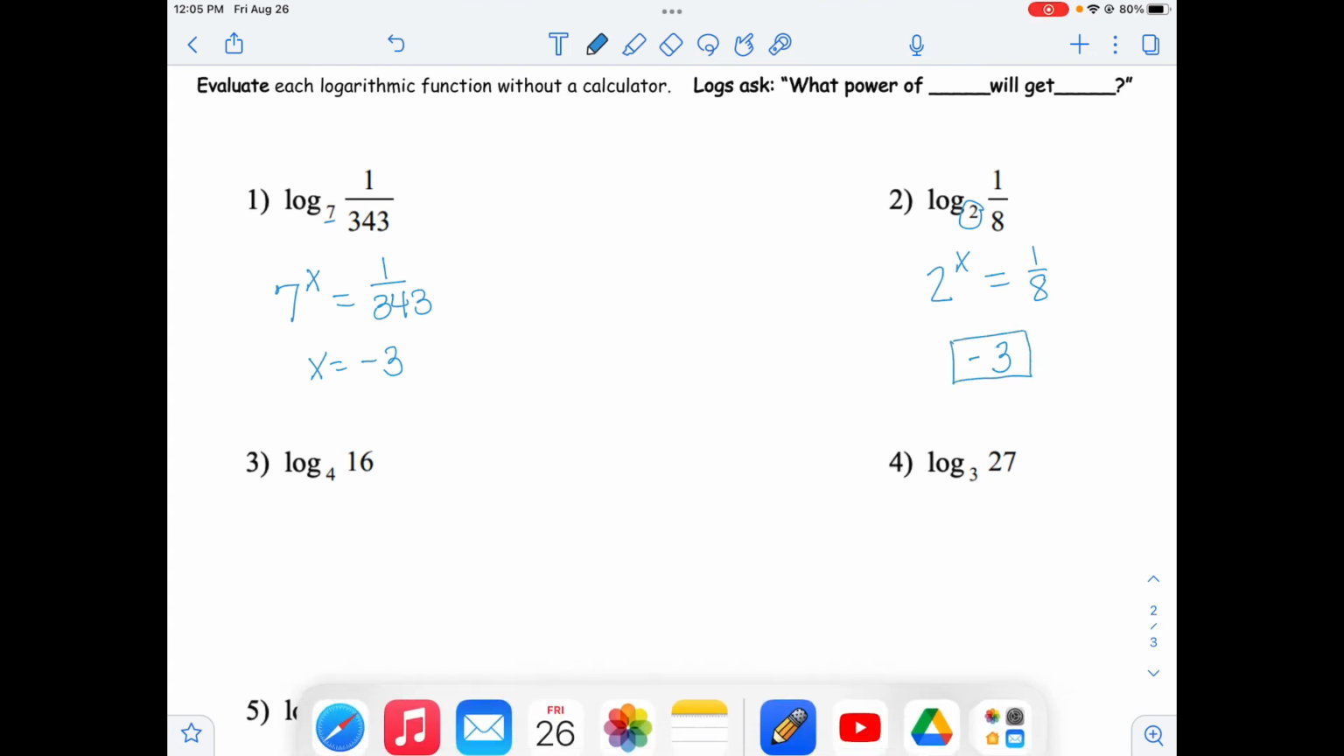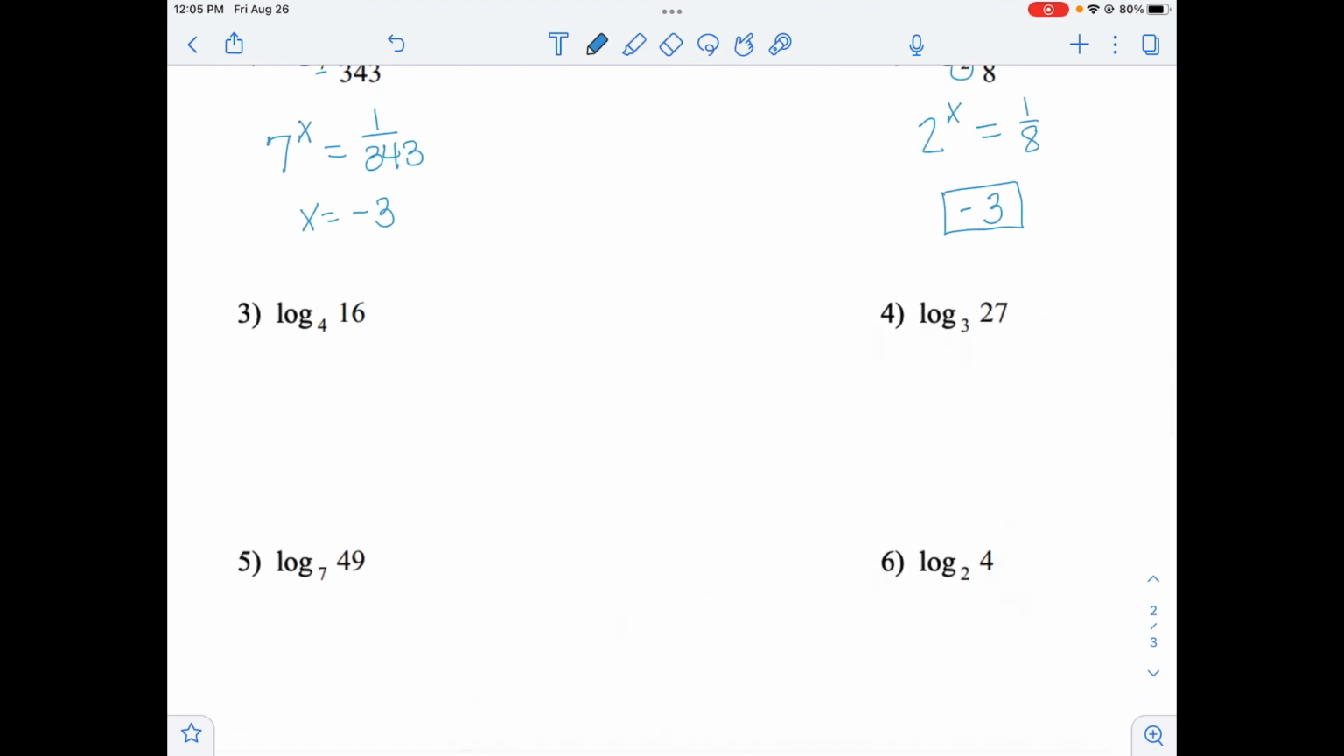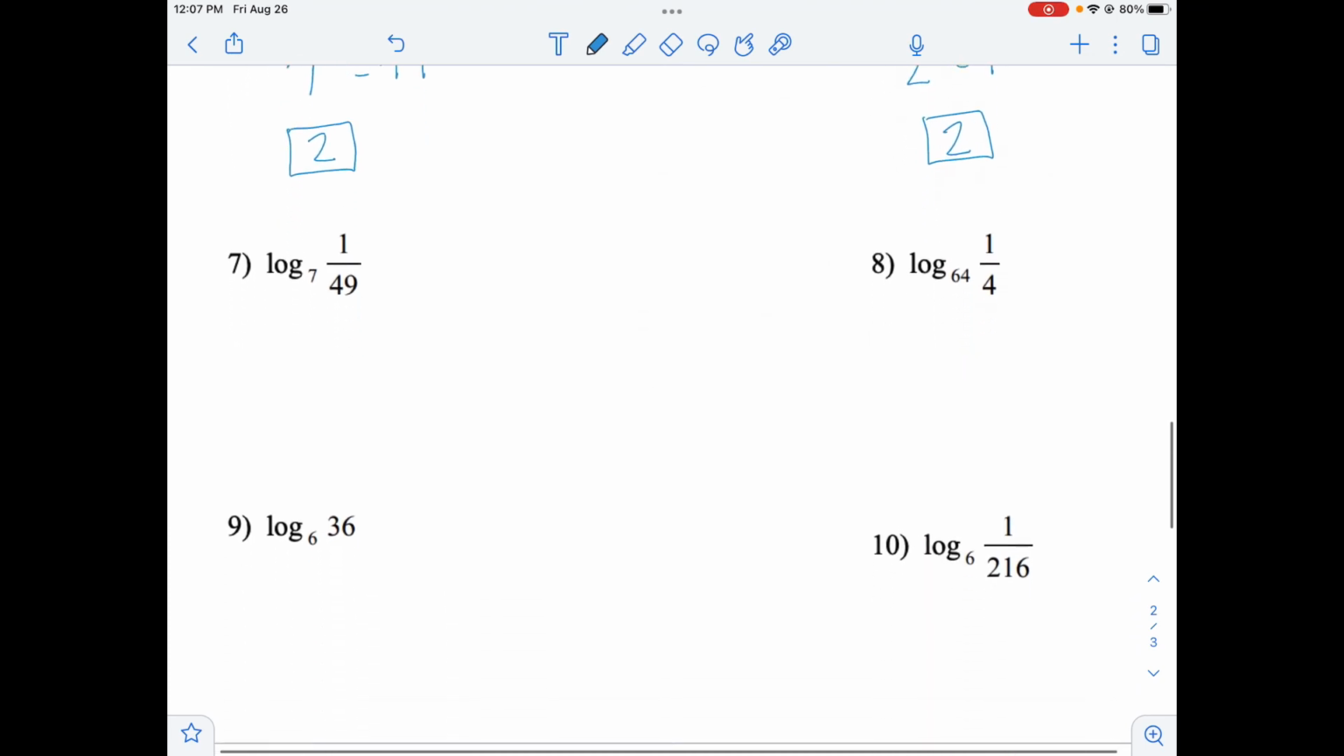Okay, I want you to try the next 4, and then come back and see how you do. All right, so for number 3, you should have gotten 2, and then 4 is 3, and then 5 and 6 are both 2. So check and see how you did with that. All right, we're going to move to number 7 through 10 here.